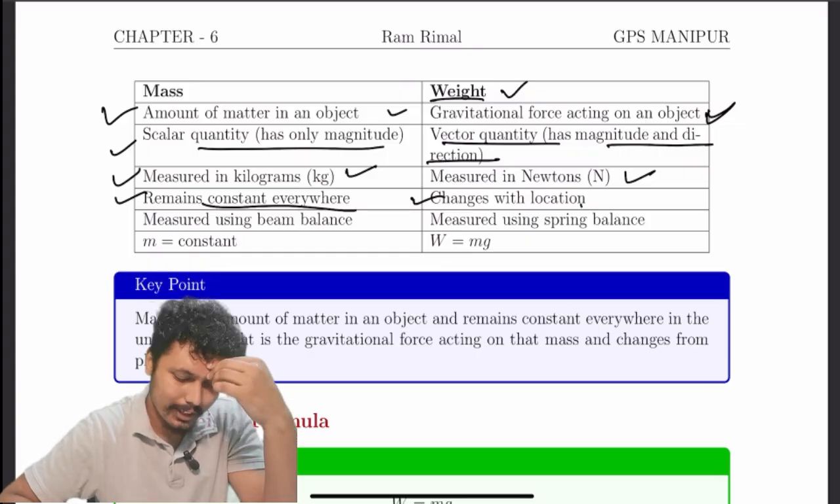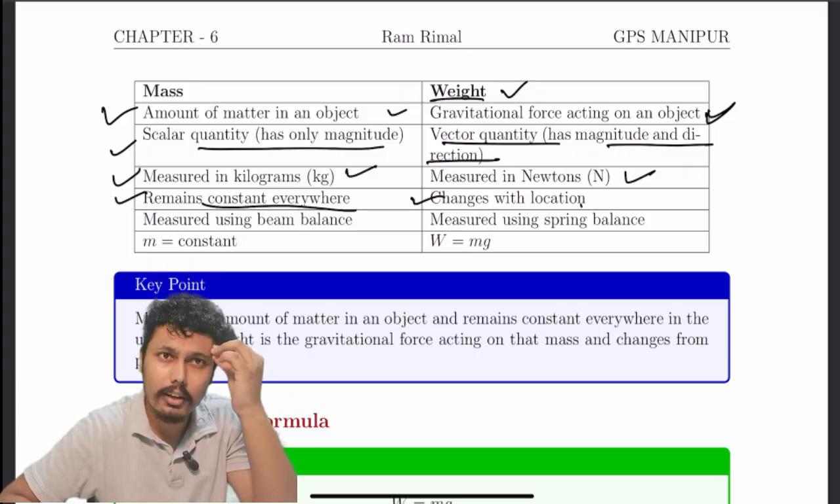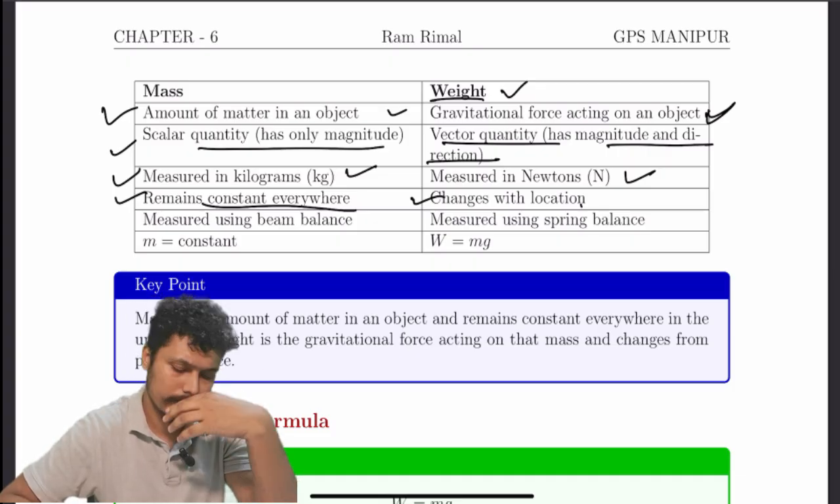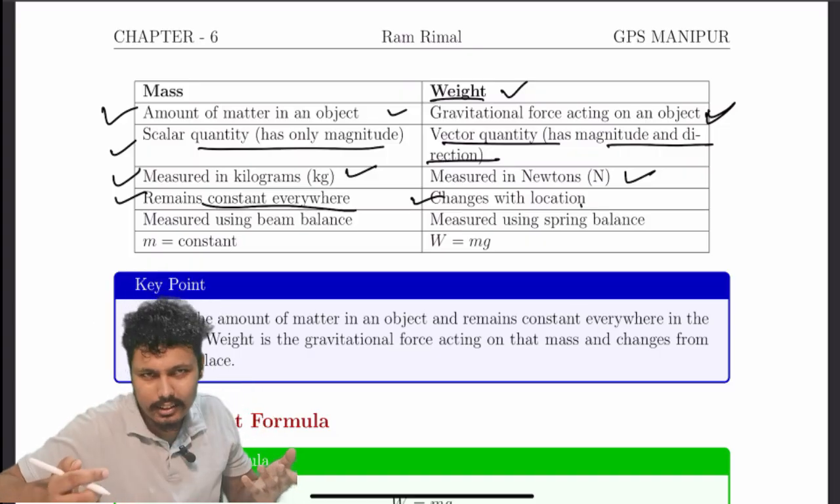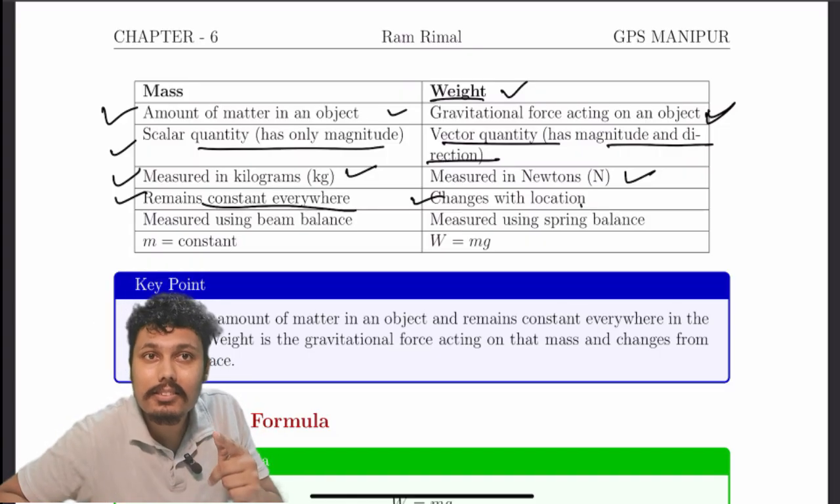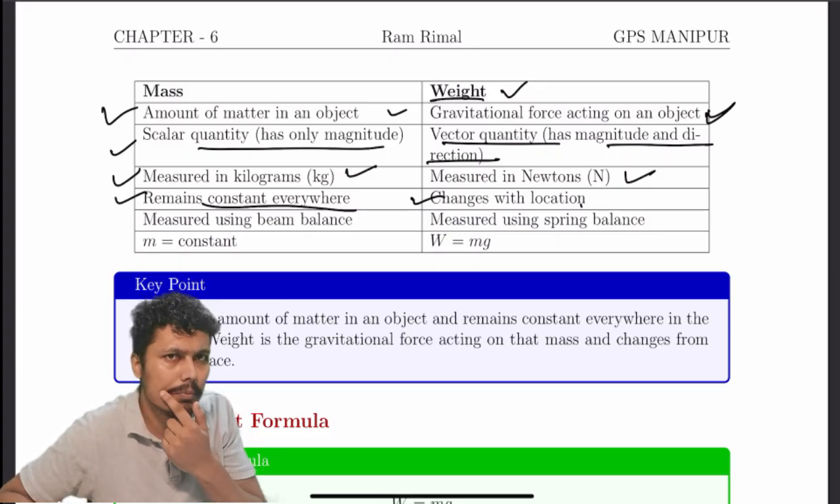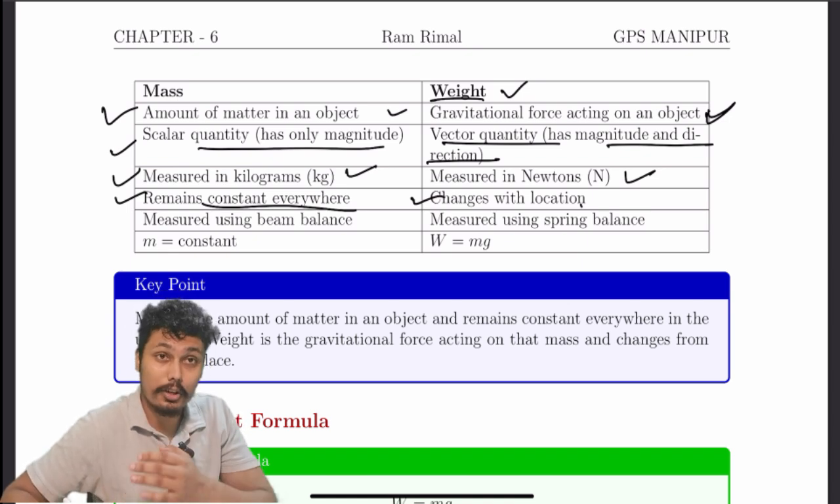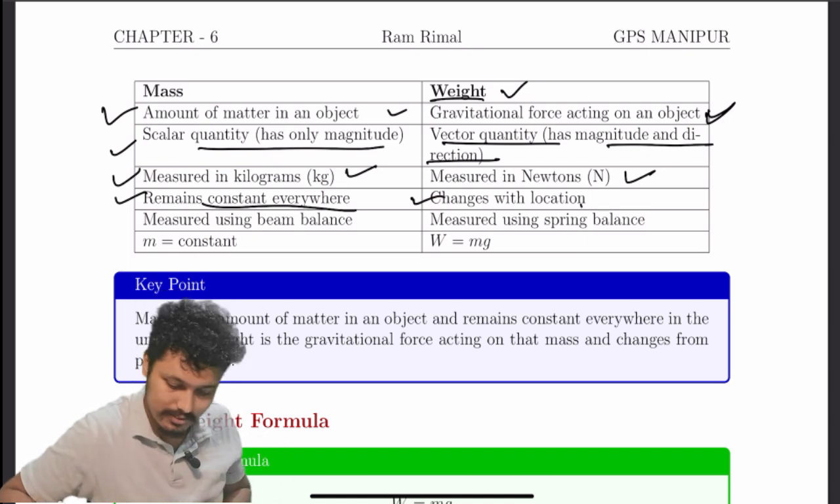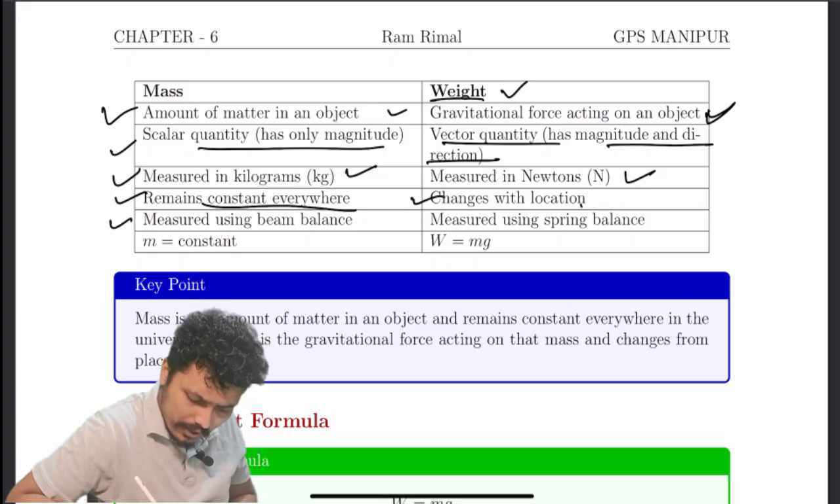So what to do if I want to reduce my weight? Go to the Moon. On Mars, you will increase, I think, since gravity is more there. So if I want to reduce my weight, I have to go to the Moon. But mass will remain the same. So next time, don't say, sir, I want to reduce my weight. Say, I want to reduce my mass, I want to reduce 5 kg of my mass. Then you'll be correct. Mass is measured using a beam balance.